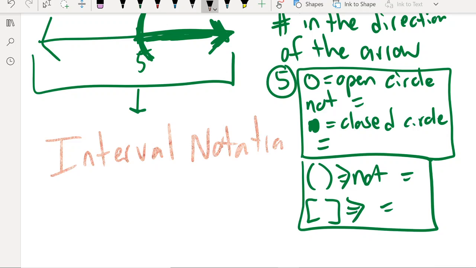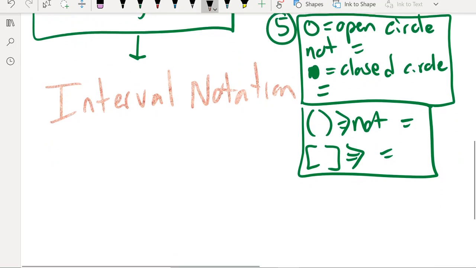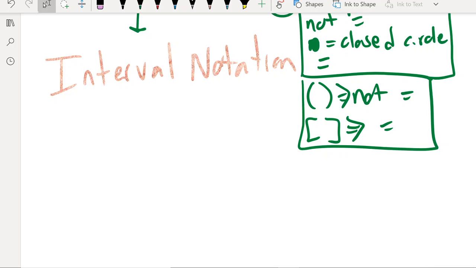Let me take a side note here because you might not know what that is yet, or you might still be a little confused. Maybe you've done a few things with interval notation before and you're like, I still don't really get it. Here's how it goes. This is still applicable for interval notation: if it's not equal to that number, then you put a parentheses.